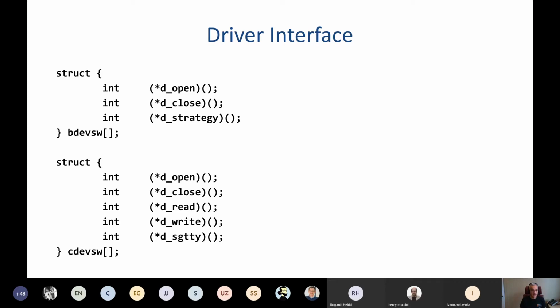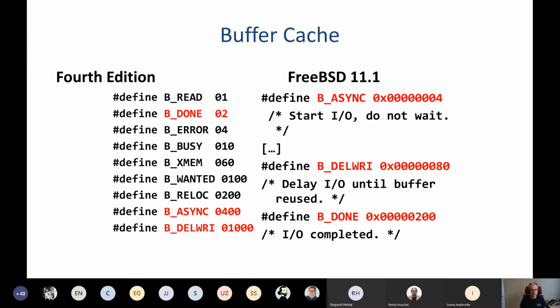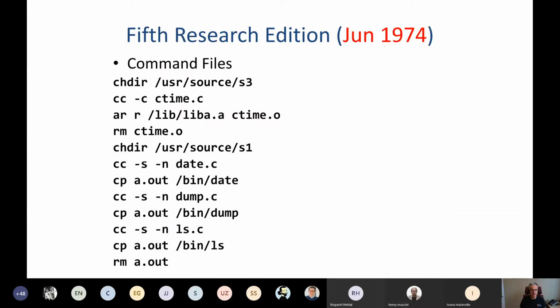So here you see something like an object-oriented interface where you have pointers to functions to open, close, read, and write things associated with a device. We have a buffer cache. Again, this has lived until today. You see here the constants on the left on the 4th edition Unix, and on the right the same constants with almost similar names defined in FreeBSD 11.